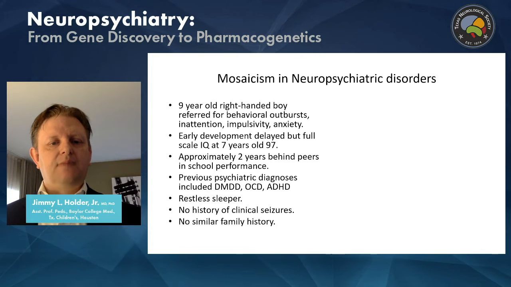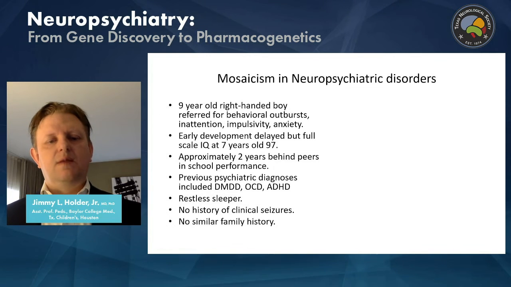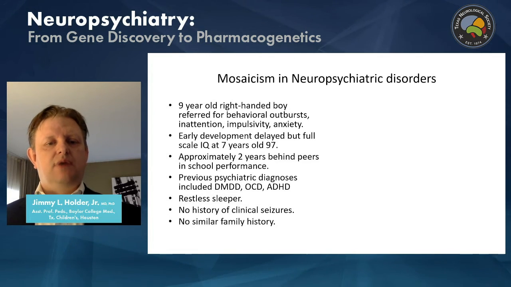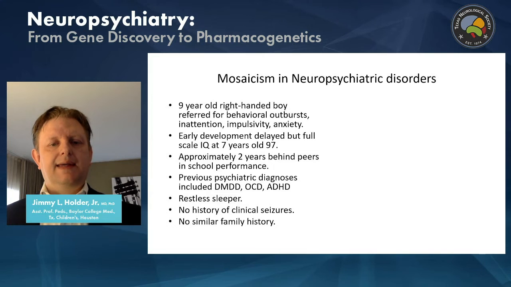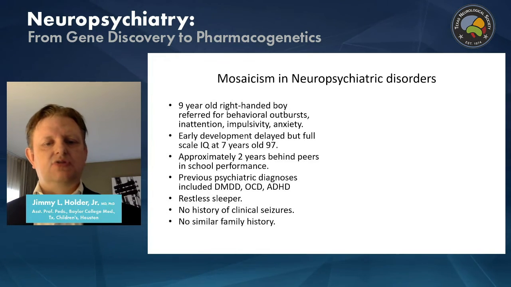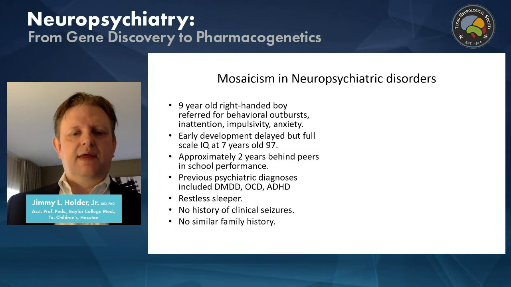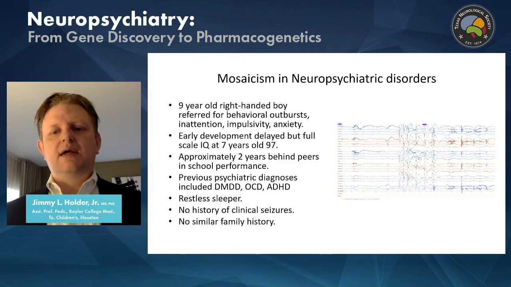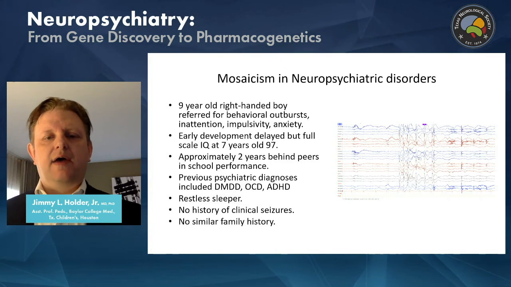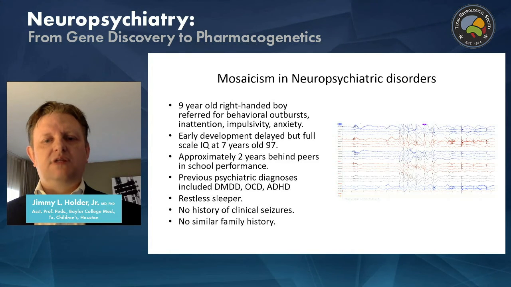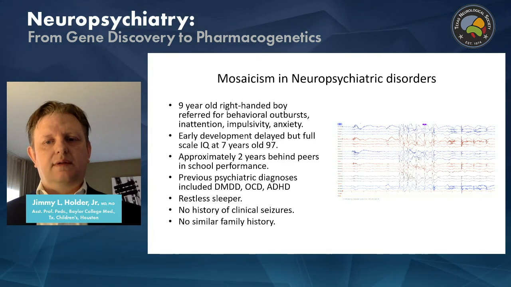the material. He carried a number of neuropsychiatric diagnoses. These included ADHD, obsessive compulsive disorder, as well as dysregulated mood disorder. He was also noted to be a restless sleeper, had no significant history of seizures, and no significant family history. Despite not having a significant history of seizures, an EEG was performed during his workup, and he was found to have generalized epileptiform discharges without clinical correlate.